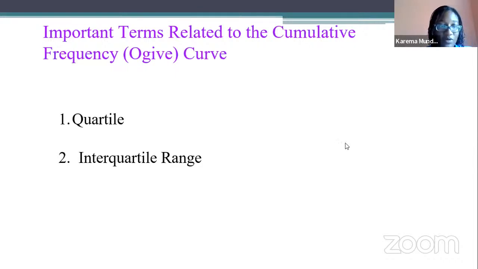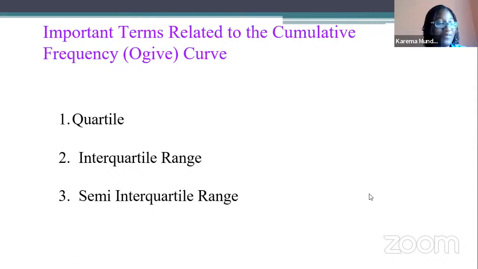and what's the other one, Miss Edwards? I'm not seeing it popping up. I know there were three, thank you. The semi-interquartile range. My brain just froze.